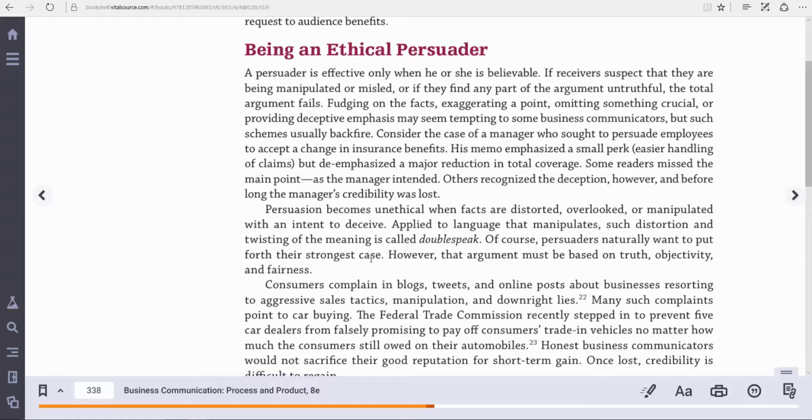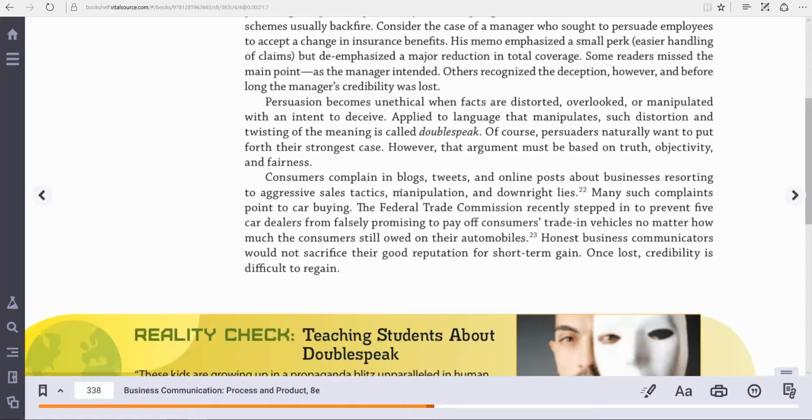Persuaders naturally want to put forth their strongest case. However, that argument must be based in truth, objectivity, and fairness. And you can read in blogs and tweets and online posts about businesses resorting to aggressive manipulation, or just outright lying. The Federal Trade Commission recently stepped in to prevent 5 car dealers from falsely promising to pay off consumers' trade-in vehicles no matter how much the consumer still owed on their automobiles, just to get them to buy their car.